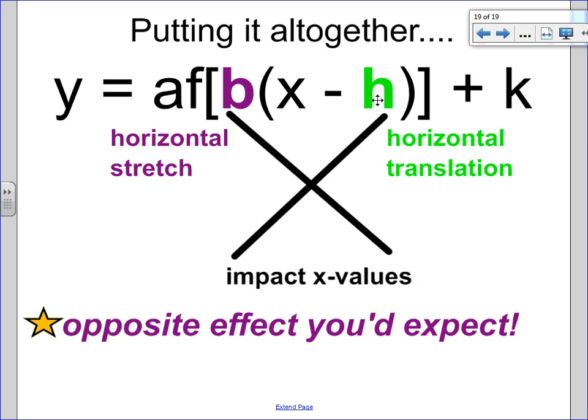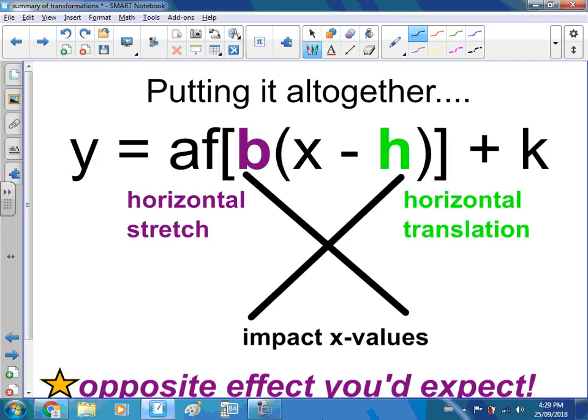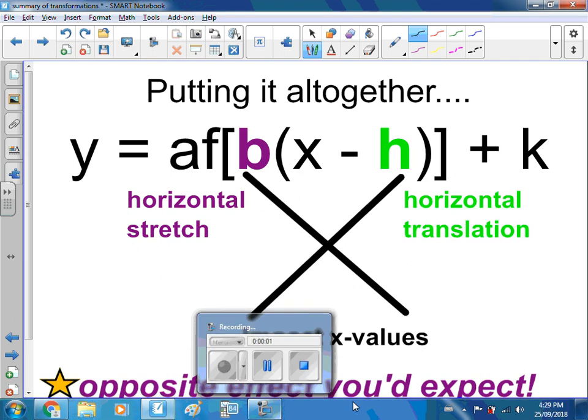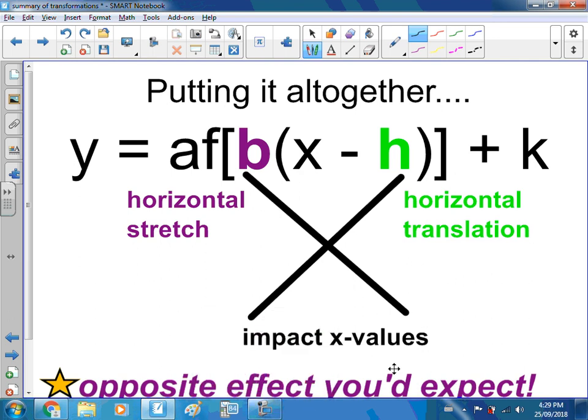Same thing with your horizontal translation. If it's x minus 3, you would expect it goes 3 to the left, but it actually goes 3 to the right. If it was x plus 7, you would think the plus 7 goes to the right, but it actually goes to the left. I hope that this video explains to you adequately why horizontally works out a little differently than vertically, and that it was a good review.